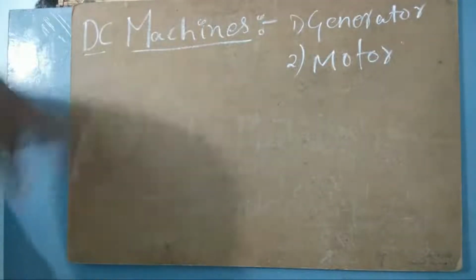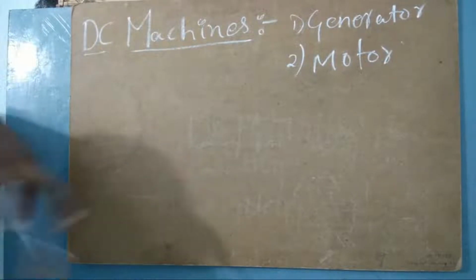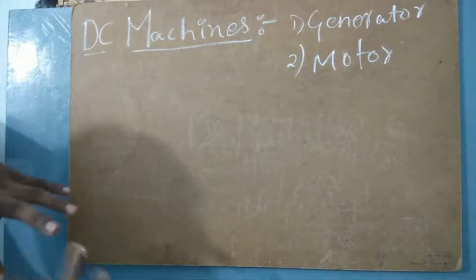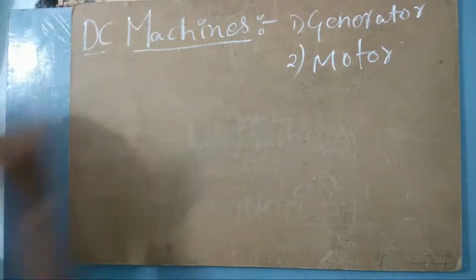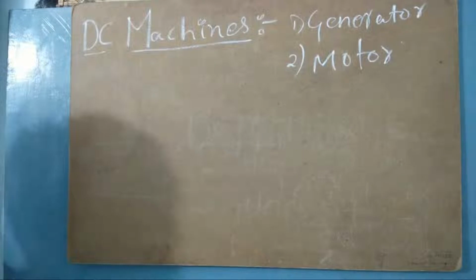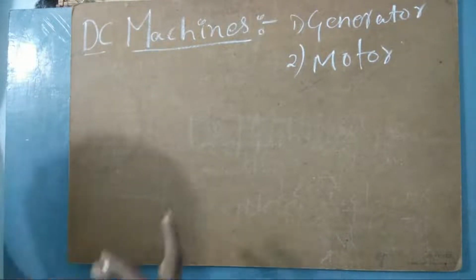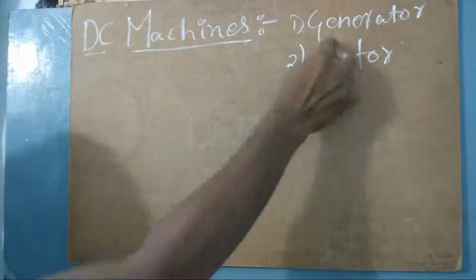According to the pattern I'm following, I'm not giving any kind of overview here. I'm going deep into the subject. So let us now start with the basic concepts of DC machines. The basic concept of DC machines starts with the principle of operation. The principle of operation means what is the operation involved in both of these machines.